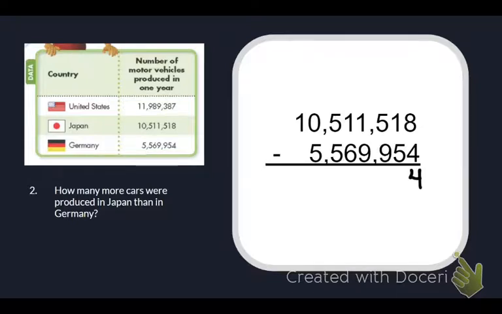1 minus 5 is? Got to borrow. We're going to borrow from the 5. That makes it a 4. So our 1 becomes 11. 11 minus 5 is? 6.